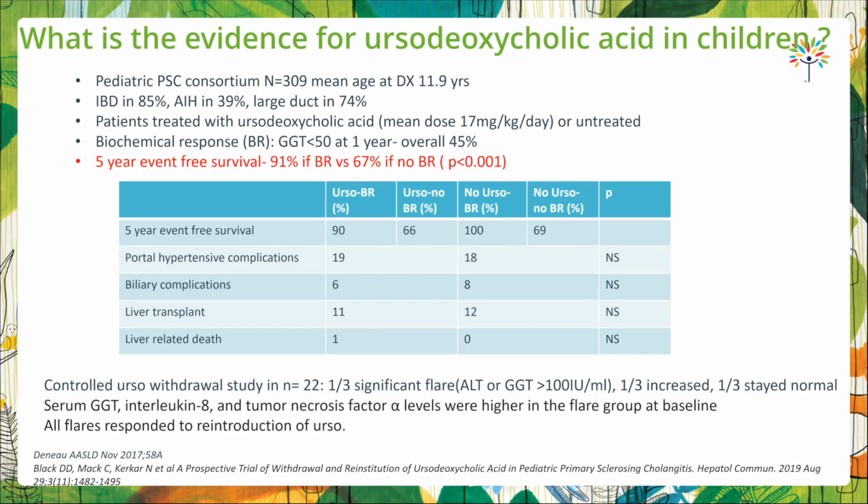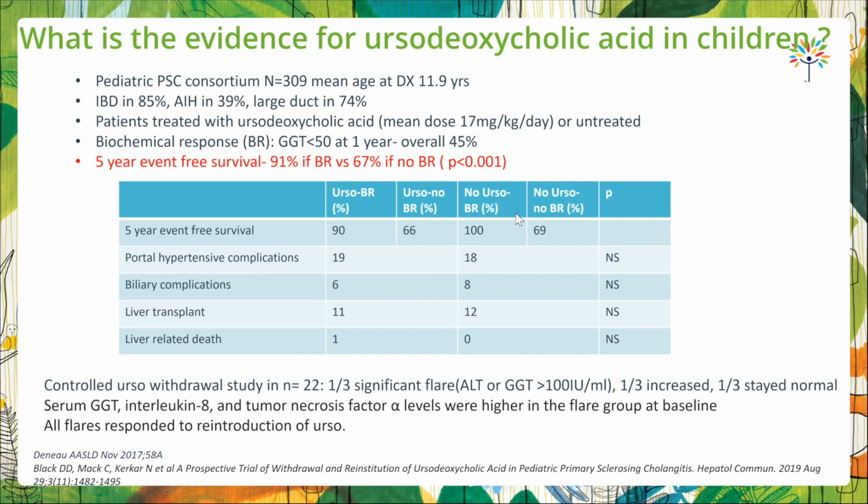So what about children? What's the evidence for using ursodeoxycholic acid in children? Well, this is another consortium study with 309 children, and they looked at what are your chances of having no problems over 5 years if you have what's called a biochemical response. In other words, if you're on ursodeoxycholic acid and your gamma GT is normal at 1 year, what they found is that 90% of children had 5 years of good health.